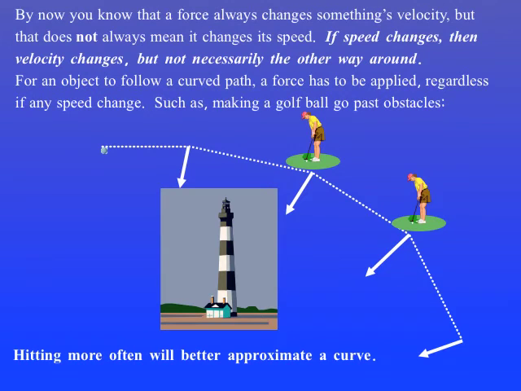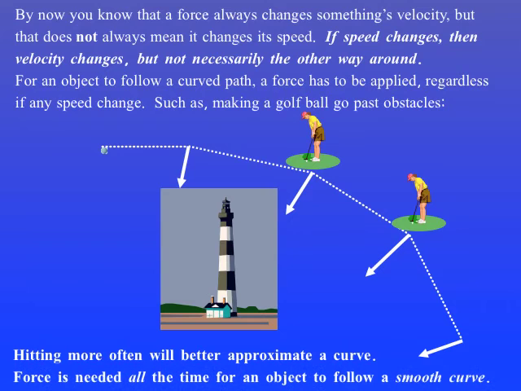It'll be forced simply to change direction, change the velocity with a directional change, not a speed change. Hitting it more often will make the golf ball change its direction more often. The more often you hit the golf ball, the closer the path of the golf ball will follow a smooth curve. How will it follow a smooth curve? By hitting it continuously. So force is needed all the time for an object to follow a smooth curve. A continuous force is needed for an object to follow a smooth curve.